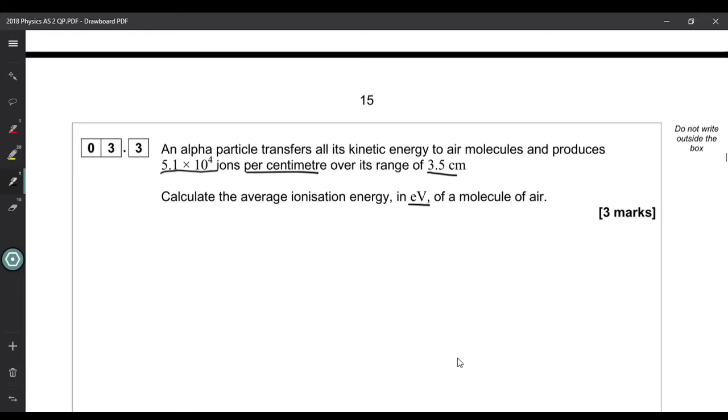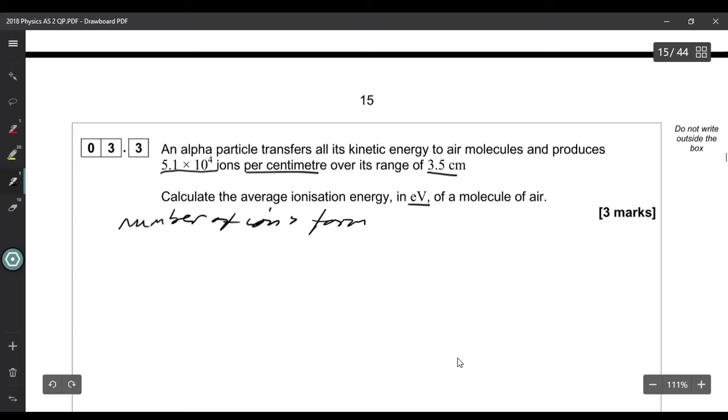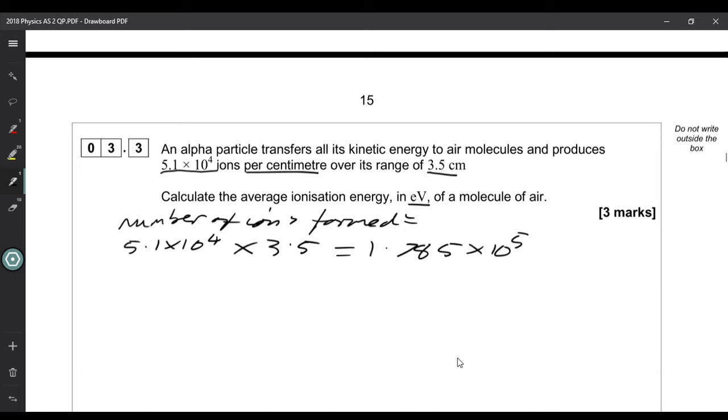So the number of ions formed equals the 5.1 times 10 to the 4 that's produced every centimeter, times the 3.5 centimeters, and that gives us 1.785 times 10 to the 5 ions. So we've been asked to calculate the average ionization energy for a molecule of air.